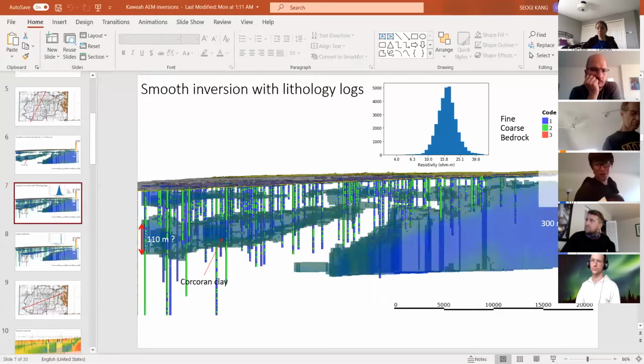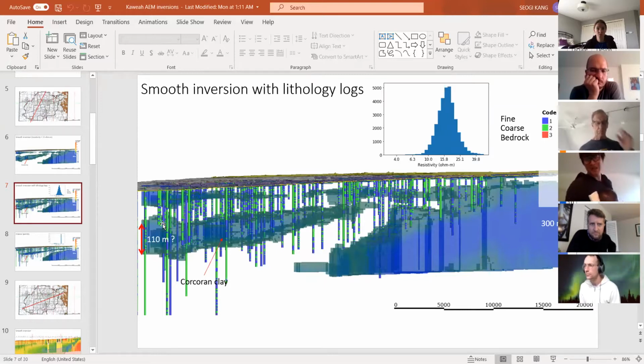But anyway, I could show one example. I'm interested in what they call the Corcoran clay. If you do a smooth inversion, that's what you would recover. It's about 100 meters depth, but it's not going to be 100 meters thick. What they're really interested in is the thickness and the extent, because it's a layer which dissects the upper and lower aquifer. It's a really thick clay which impedes the water, so knowing this impeding unit is very important.